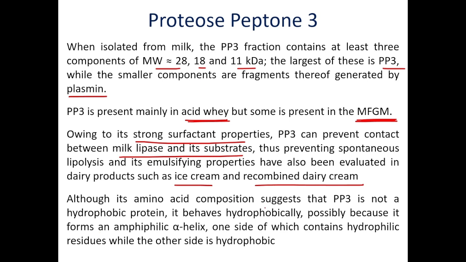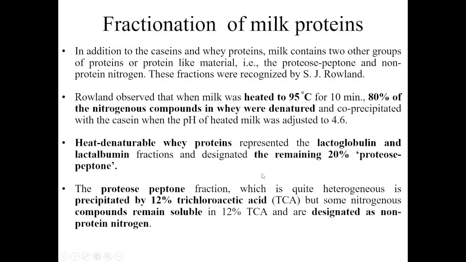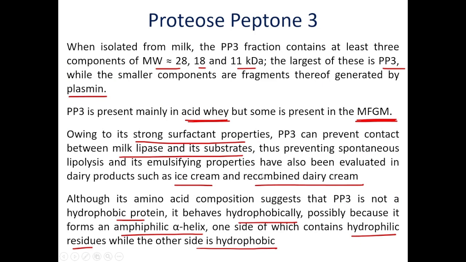Although its amino acid composition says that pp3 is not a hydrophobic protein, it behaves hydrophobically. Why? Because it forms an alpha helix, one side of which contains hydrophilic residues, while the other side contains hydrophobic amino acid residues. So we have seen the significance of pp3, and its technological significance. Thank you.